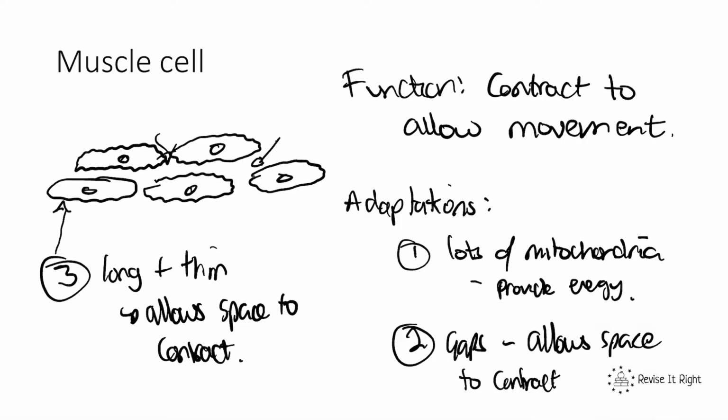Okay, so we've got our function, which is to contract to allow for movement. And then we've got three adaptations, so lots of mitochondria to provide energy. Gaps, which allow the space to contract, and they're also long and thin, which again allows them and gives them space in order to contract.